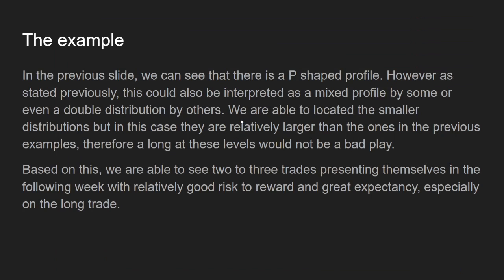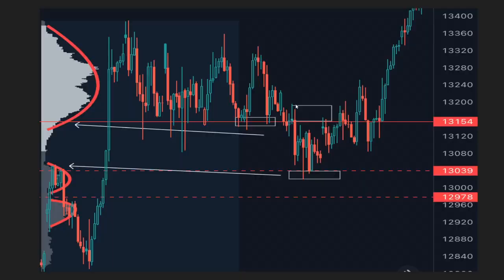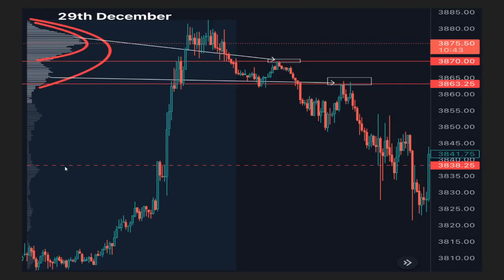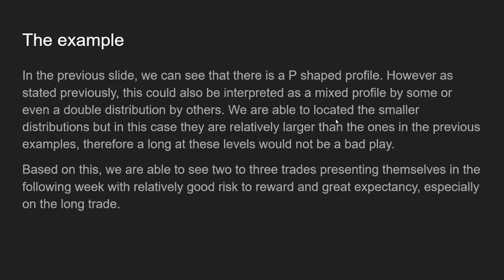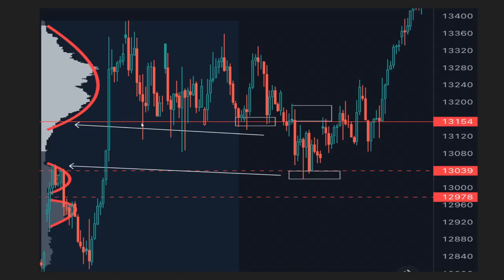As I said, we are also able to locate the smaller distributions, but in this case, they are relatively larger than those on the daily profile. So let's go back to the daily profile. We can see the daily profile here. In this daily profile, this high volume node has very little volume traded on it compared to this much larger node. But if we go forward onto the weekly one, we can see that we have much more volume traded, especially at this lower one down here.